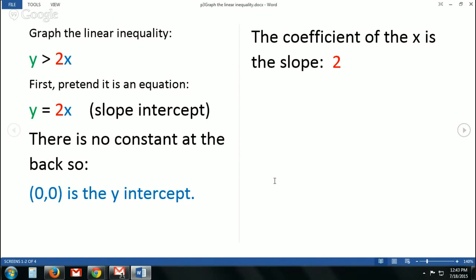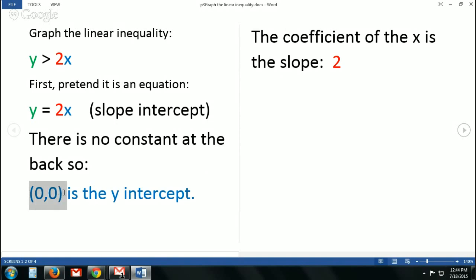Here is one more linear inequality solved for y. Now, just like before, let's pretend first that it is an equation. So let's imagine that it says y is equal to 2x. And this, of course, is in slope-intercept form. Since there is no constant value at the back, that means the y-intercept will be (0, 0).